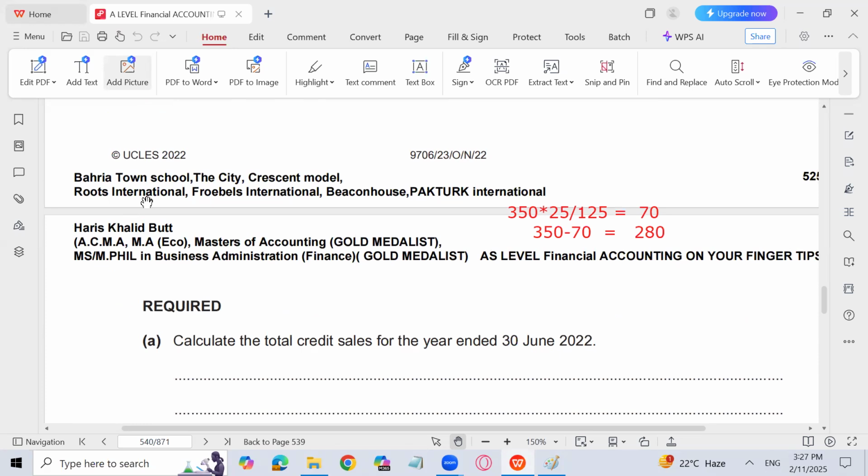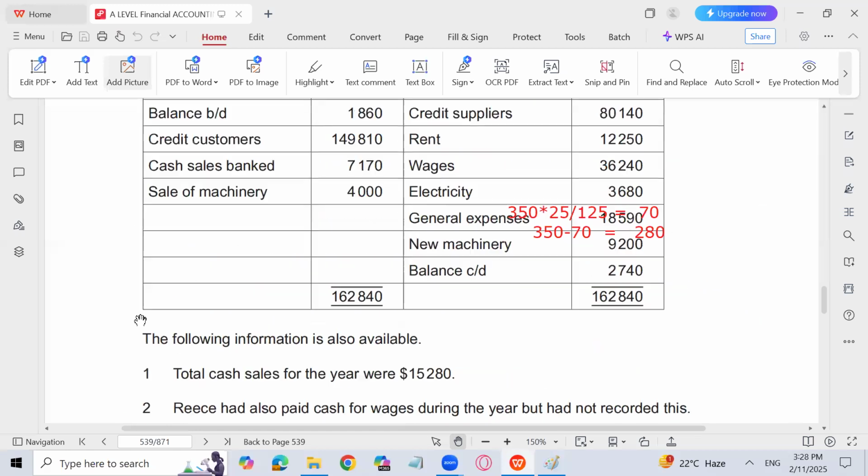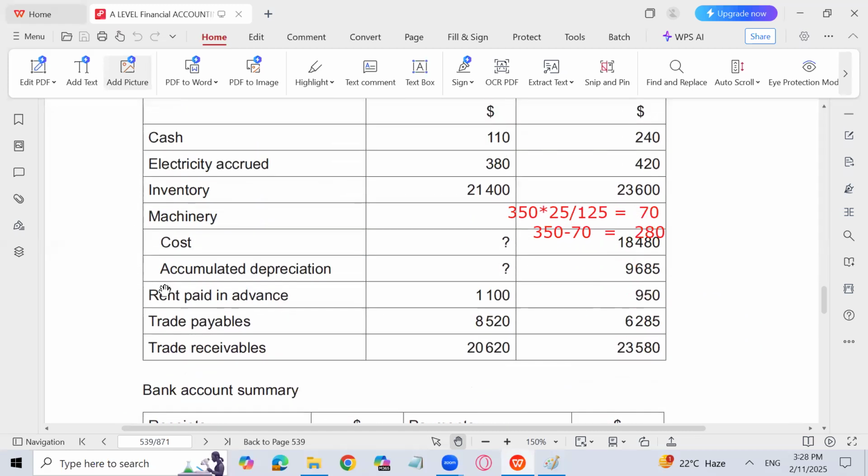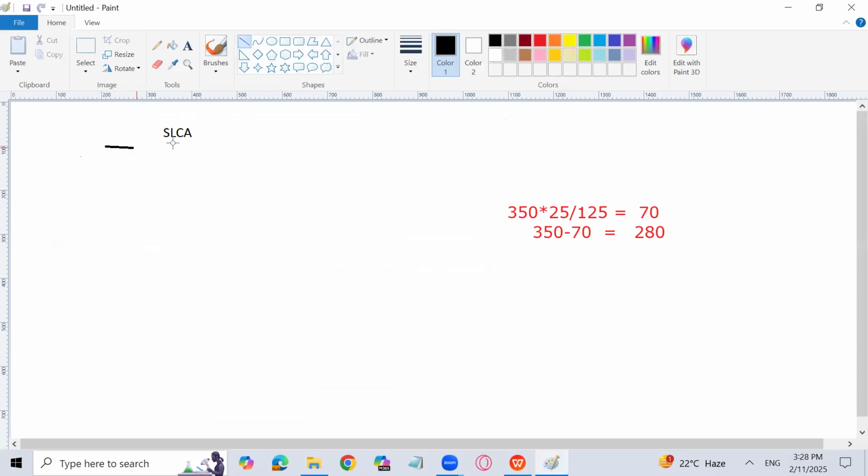But even if the examiner doesn't ask us to solve the question in parts, we still have to calculate all these things. There is no other choice, because we need credit sales, we need depreciation, we need credit purchases. Otherwise, we are not able to prepare the statement of profit and loss. So let's start from the SLCA, total trade receivable account, in order to find credit sales. So let's do that. I will prepare SLCA.